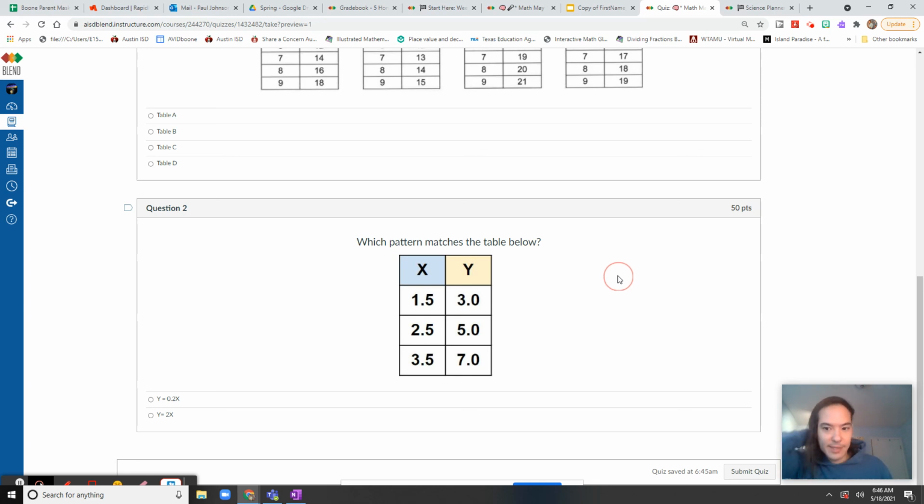Remember, you have your MAP test for math if you did not take the Math STAR on Wednesday. So Wednesday, 9 a.m. If you have not taken your STAR test this year, you will take your MAP test on Wednesday at 9.